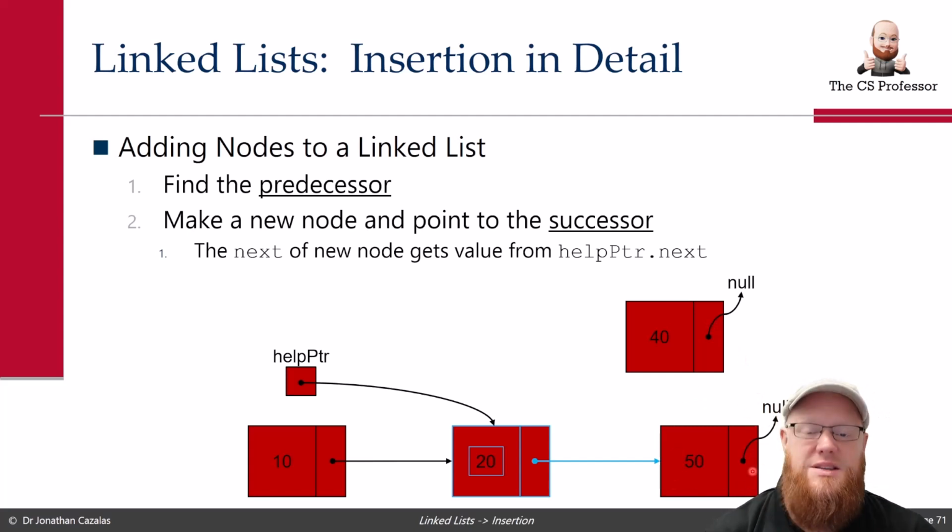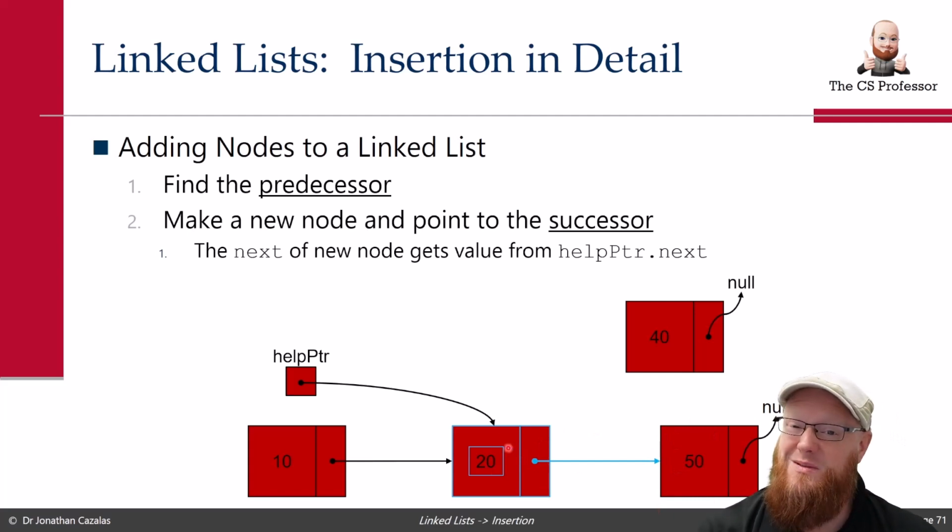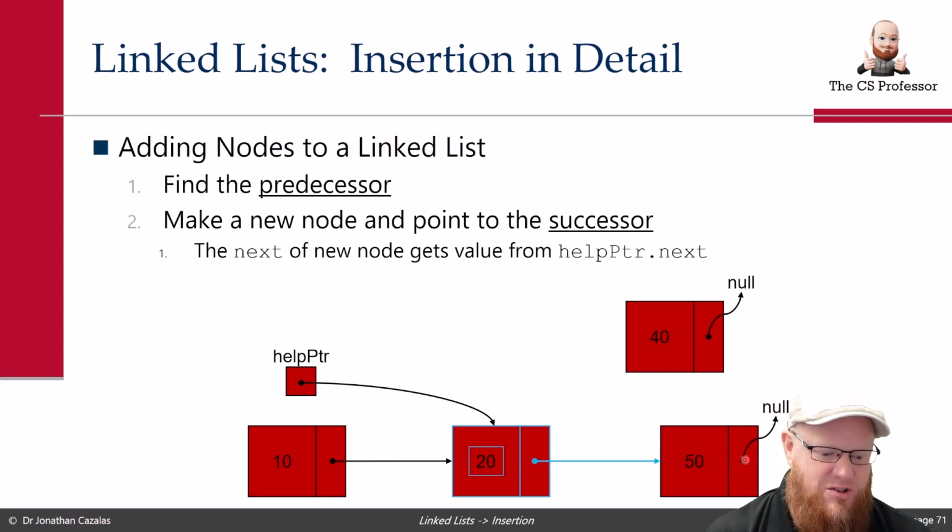Well, who knows where the 50 is? At this moment in time, pause the video. Who knows where the 50 is? The answer is, the only person who knows where the 50 is, is the 20. In particular, it's the next of the 20. Cool, cool. Who knows where the 20 is? Only help pointer. So how do we access this next right here, the 50? We say help pointer, which brings us to 20, dot next, which brings us over to the 50. We need to take the address of the 50 and save it into the next of the 40, right?